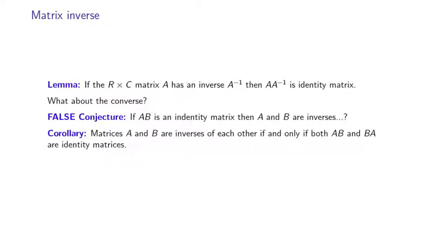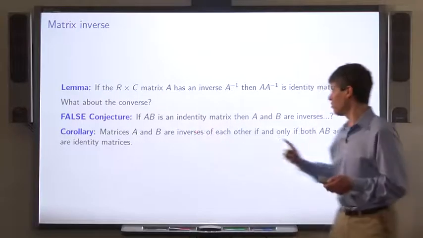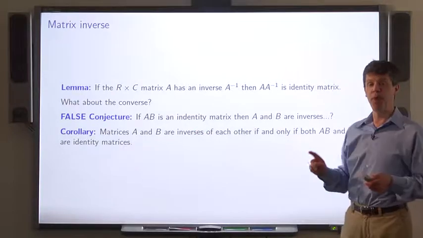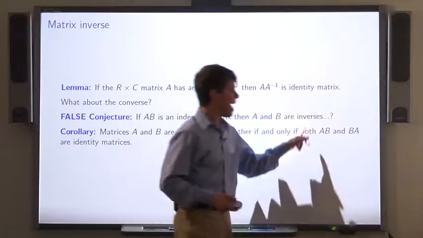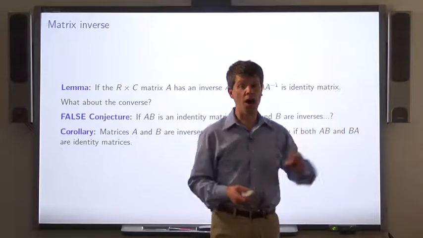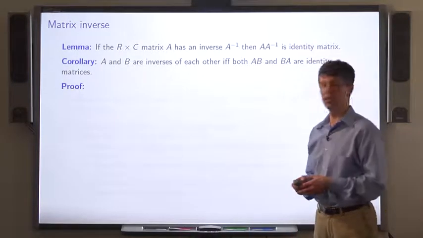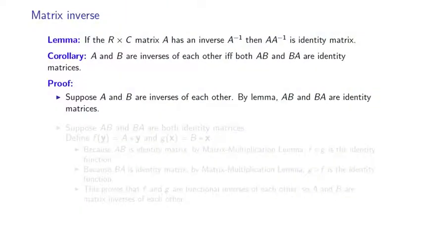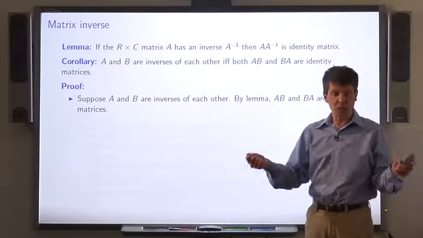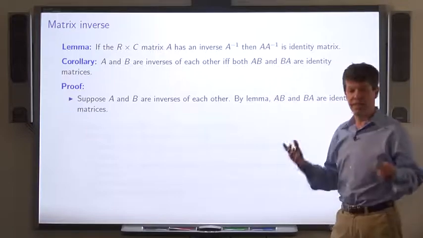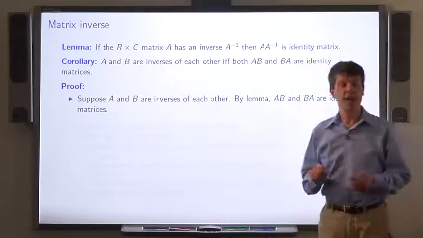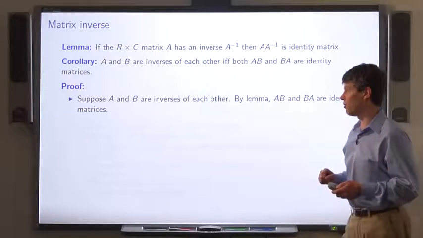However, we can show that matrices A and B are inverses of each other if and only if both the product AB and the product BA are identity matrices. Here's the proof. Suppose A and B are inverses of each other. By the lemma, A times B is an identity matrix. Applying the lemma with the roles reversed tells us that BA is also an identity matrix.